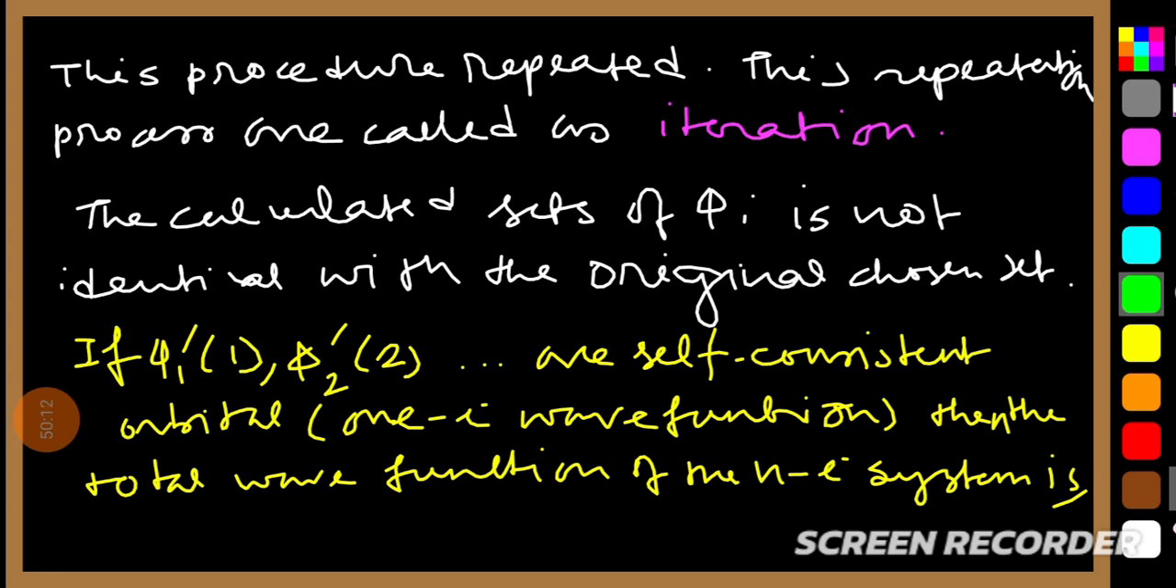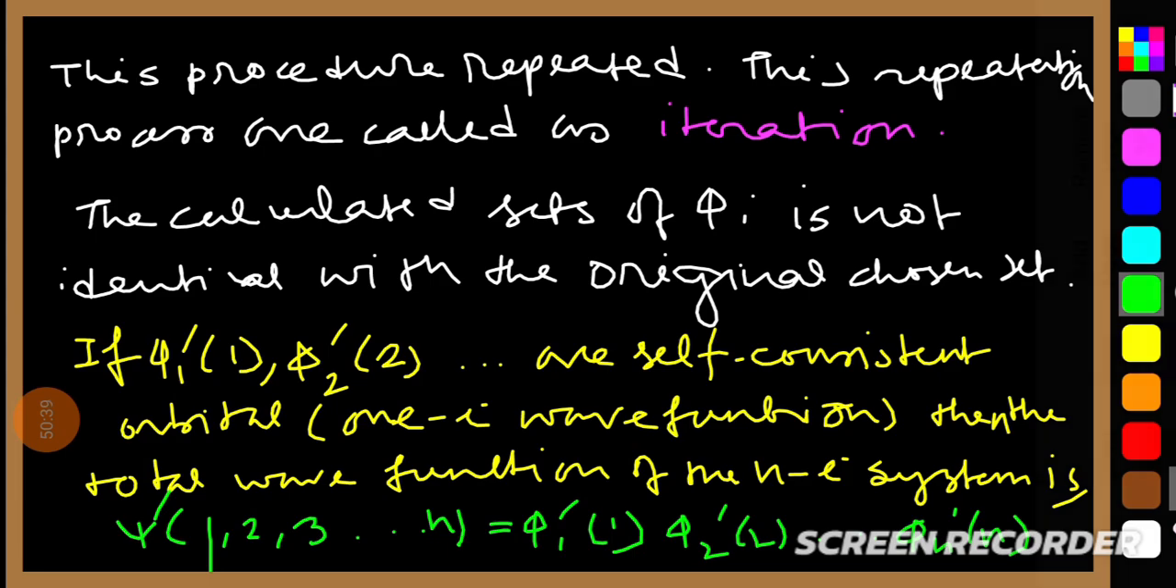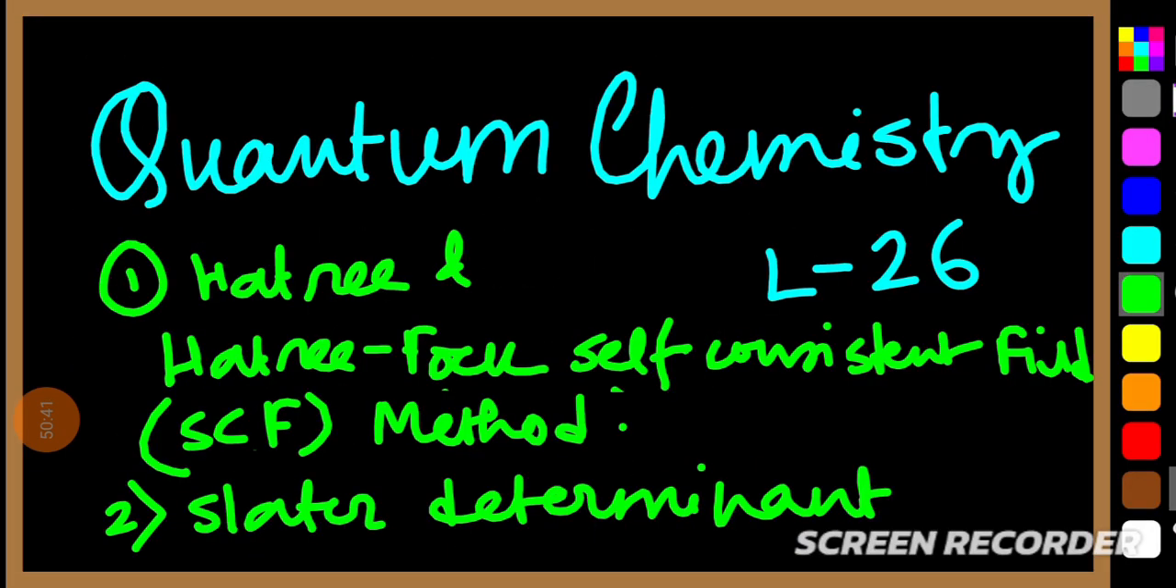That means what? That is one electron wave function. এরা প্রত্যেকে one electron wave function. So then the total wave function of the n electron system is what? That must be written as phi dash 1, 2, 3 and so on up to n equal to the individual product, that is phi 1 dash 1, phi 2 dash 2 and so on, phi n dash n. Okay, next. এটা মুছে দিচ্ছি, হ্যাঁ? Okay.